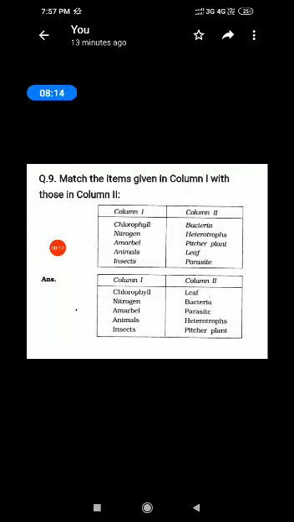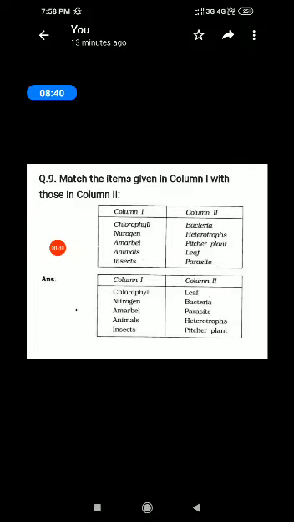Chlorophyll. Correct answer, leaf. Next, second one, nitrogen. Nitrogen-fixing bacteria. So, answer is bacteria. Next, parasite. Parasitic plant.